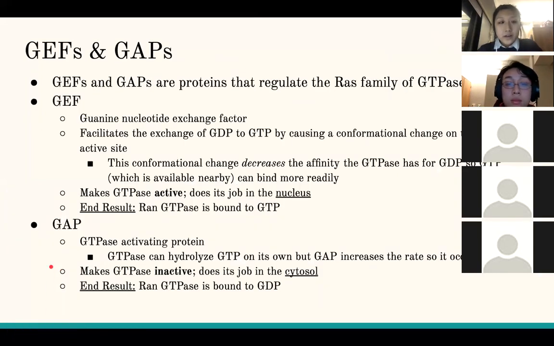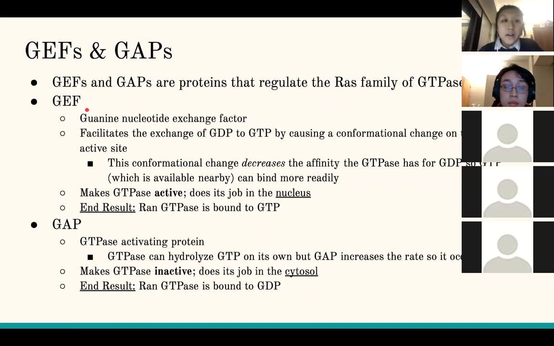Okay, so in order to understand nuclear export and import as well, GEFs and GAPs are really important to understand and what they do. If you don't really know what GEFs and GAPs do, it's hard to visualize what's actually occurring within the nuclear import-export cycles. So GEFs and GAPs are proteins that regulate the RAS family of GTPases. We'll start with one at a time.